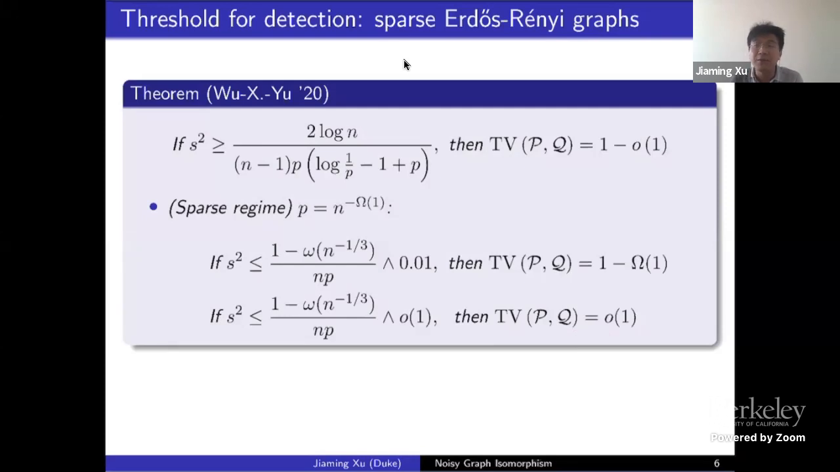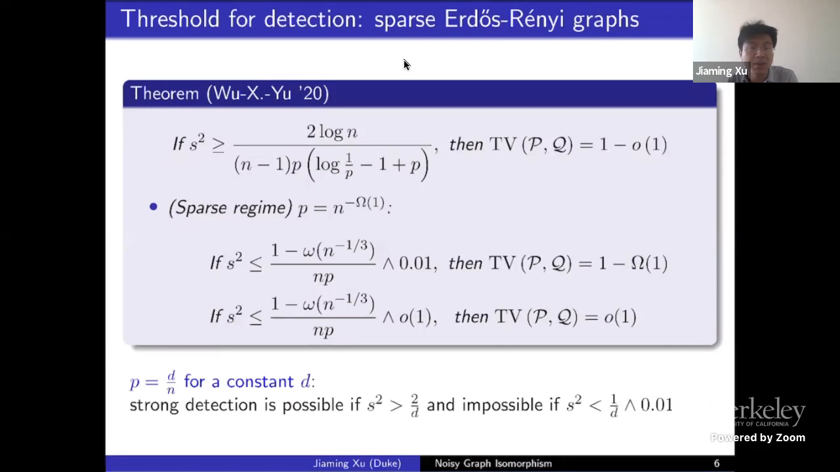Roughly speaking, the negative results combined with the positive result allow us to identify the threshold within a constant. Let me mention a special case to illustrate the result. If you look at the constant average degree case, where p is equal to some constant d over n, then these results imply that strong detection is possible if s squared is bigger than the constant 2 over d, but it is impossible if s squared is less than 1 over d and the minimum of 0.01.